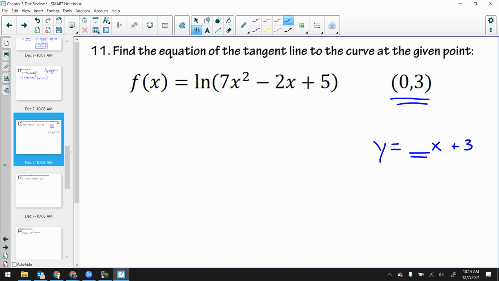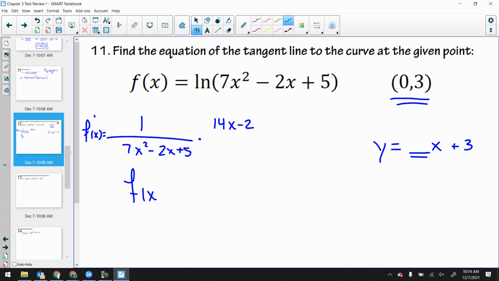Remember, the derivative of ln of x is 1 over x, right? The derivative of natural log is 1 over that thing. So f prime of x is equal to 1 over 7x squared minus 2x plus 5. And you might be thinking, wait a sec, Mr. Laverick, you forgot to take the derivative. But remember that it's 1 over the original times the derivative, because it's a chain rule, right? Times 14x minus 2.